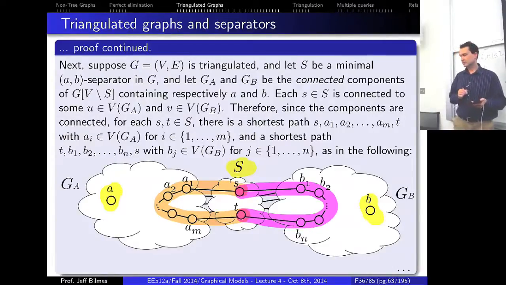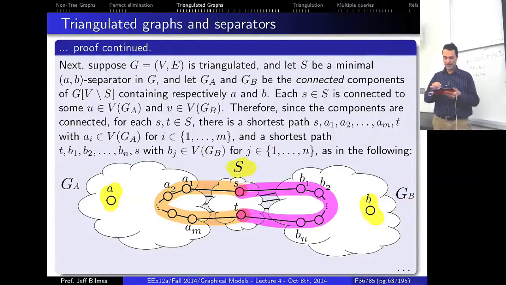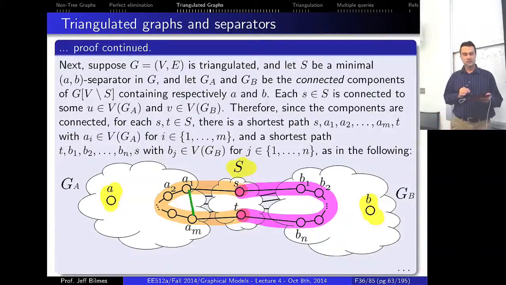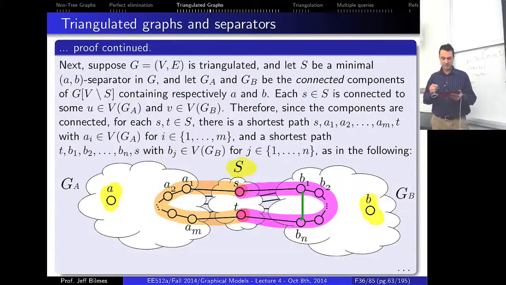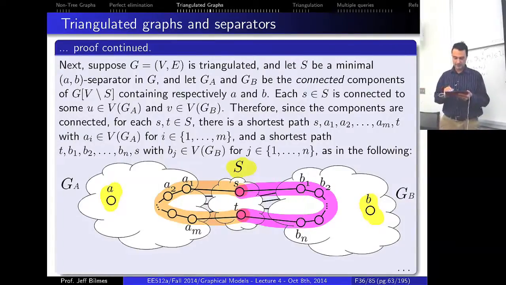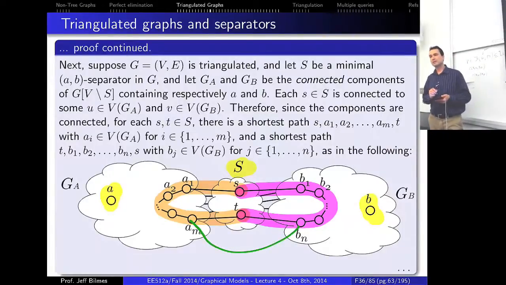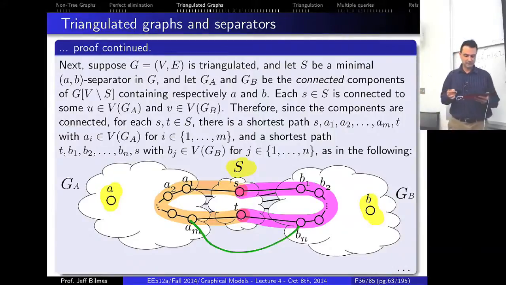Right? So let me ask you this. Why can't there be this edge here? If there was that edge, then that wouldn't be the shortest path. Right? So that means that none of the A1 through AM can have any other edge other than the ones that are adjacent along that path. Similarly, this can't exist as well, for the same reason. It's the shortest possible path. Similarly, this can't exist as well. Why? That would violate the fact that it's a separator.